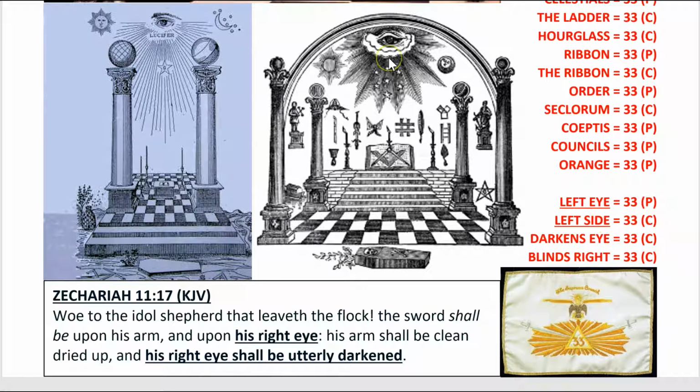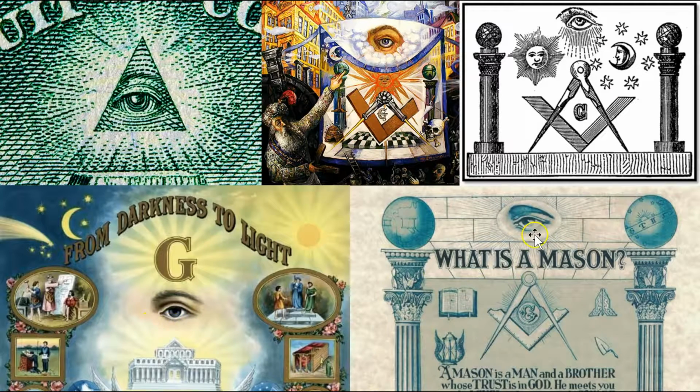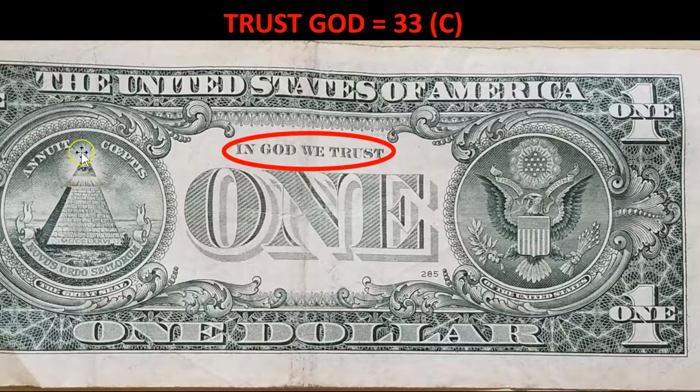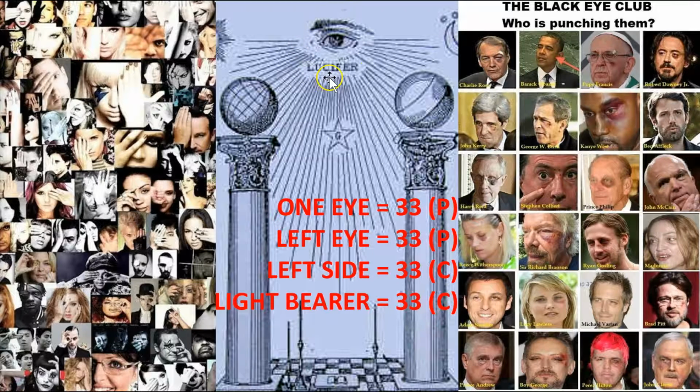33. This is the reason why the Masons commonly depict their interpretation of God with a single left eye. You can find this to be the case on many Masonic works, including this one, which is found on the $1 bill of the United States of America, in the center of which it reads, "In God we trust." However, this is not a reference to God the Father in the Bible, but the false light, Lucifer, who is referred to as the light bearer, as light bearer equals 33.